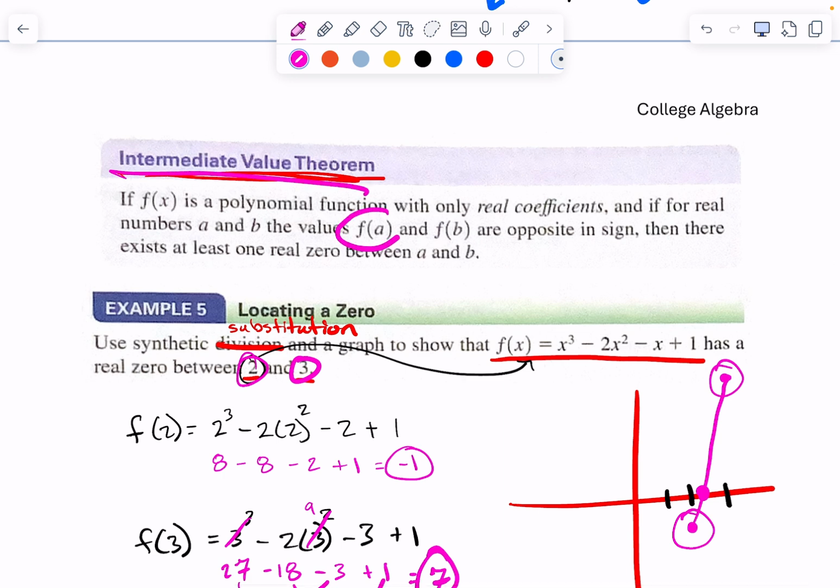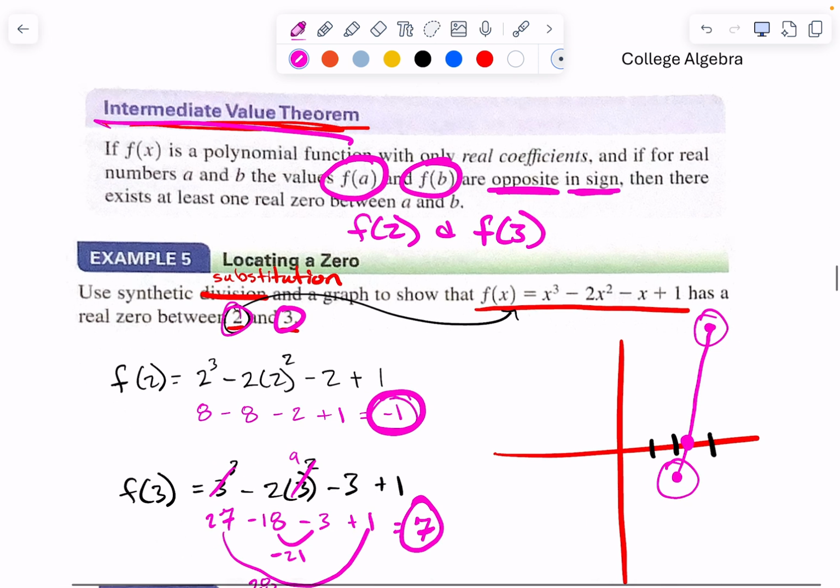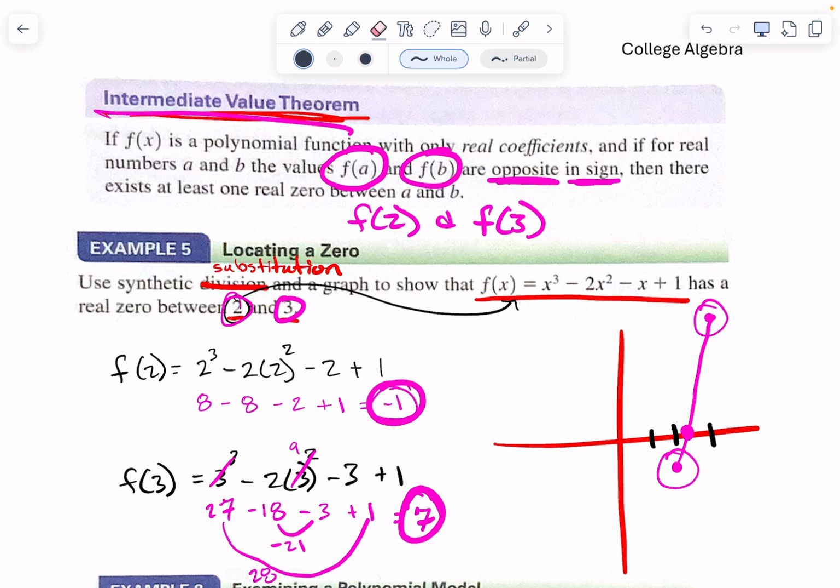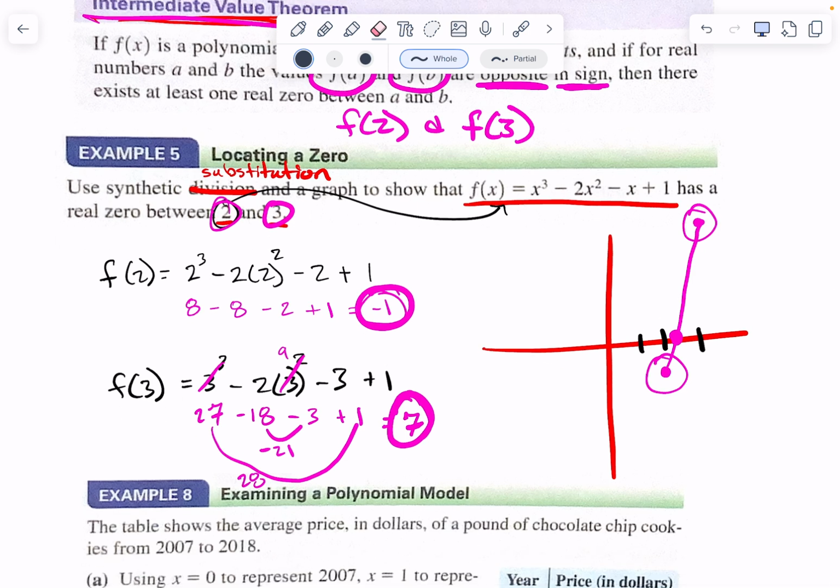So if f of a and f of b, when I plug them in, like f of 2 and f of 3, end up being opposite in sign, one of them was -1, one of them was +7, when that happens, there has to be a 0 between the two. That's just how it works, okay? So use synthetic substitution to show that it has a 0 between 2 and 3. Look, these are opposite signs. I don't know how you say that any more than that. Just your evidence of plugging them in, they're opposite signs, so 0 has to live somewhere between them.